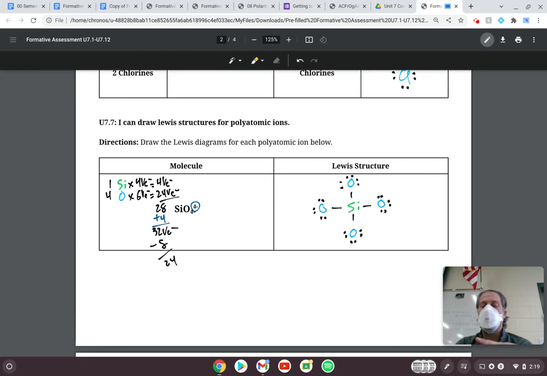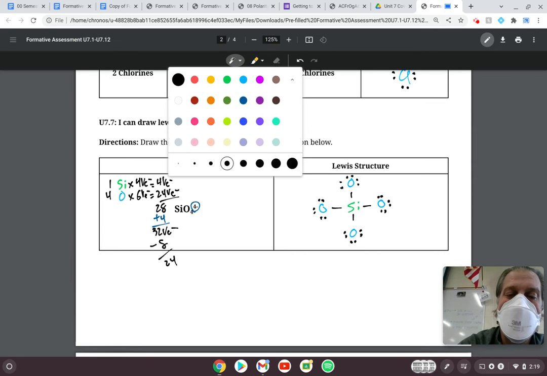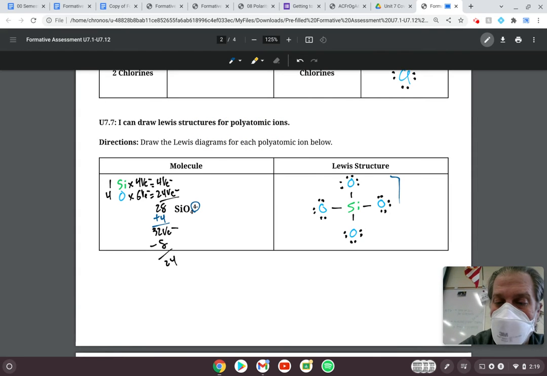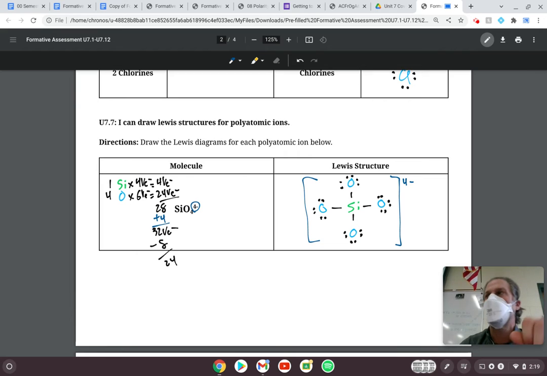Oxygen has 1 bond with 2 electrons and 6 dots, so that's 8 electrons. All of the oxygens are like that. My silicon has 4 bonds with 2 electrons each, so that's 8 electrons. So each atom has 8 valence electrons around it. The last thing that we have to do is, because this is a polyatomic ion, we've got to put this into brackets and write the charge. If you do not put it into brackets and write the charge, I end up having to take some points off, even if you've done all of the rest of the work correctly. Questions?